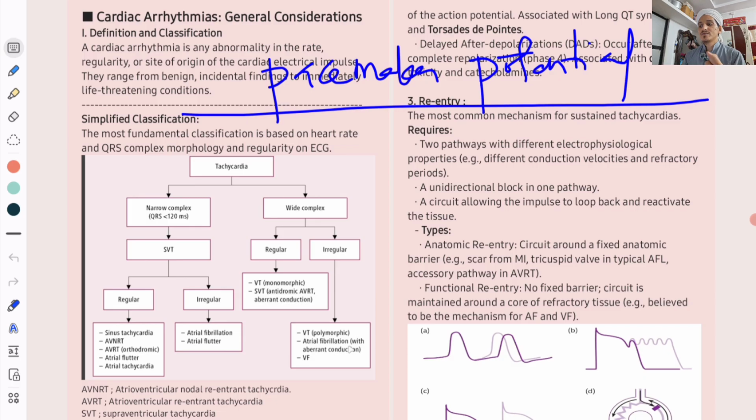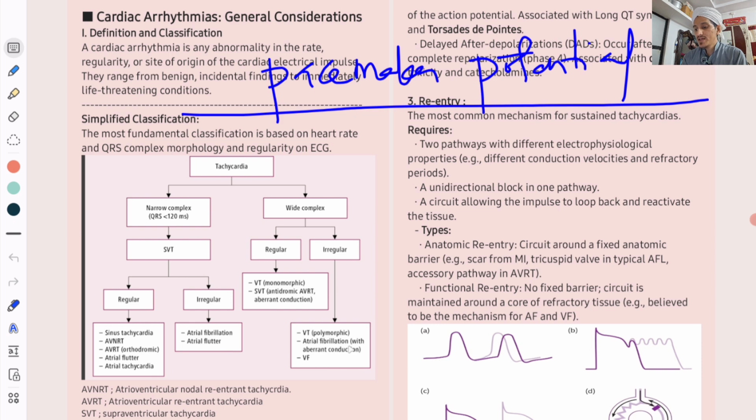Okay, so in arrhythmias we will learn that when this is lost, that's how the arrhythmias occur. So when this pattern is lost, arrhythmias will occur. So first of all, we'll learn the pacemaker potential. Okay, SA node potential.